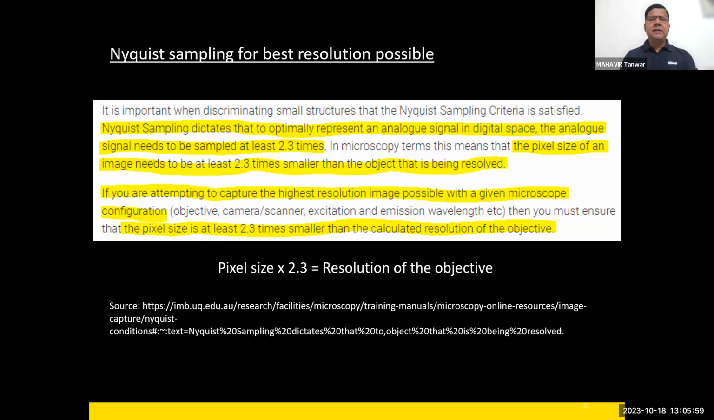So basically, what is Nyquist sampling? Nyquist sampling is a very important part of any image, and it is required when you are sending images for publication. When a system is capturing an image, the representation goes from analog to digital space so that our system or our eyes can understand it. That needs to be sampled around 2.3 times. That means the pixel needs to be at least 2.3 times smaller than the object that is being resolved, which is very, very important. Pixel size times 2.3 is equal to the resolution of the objective. That is very important to satisfy the Nyquist sampling.